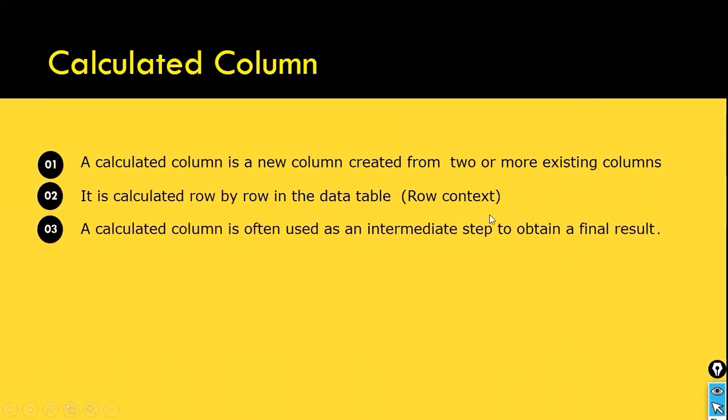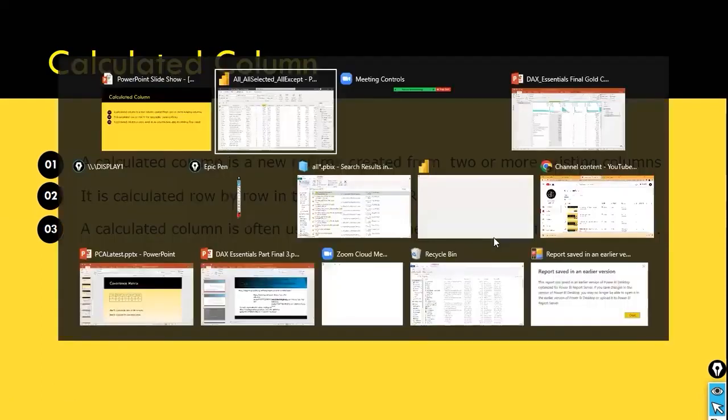This is the one we will be using more frequently in the later part of this session. The calculated column is often used as an intermediate step to obtain a final result. Sometimes we will use this as an intermediate step to obtain a final result. Okay, so what do I mean by intermediate step?